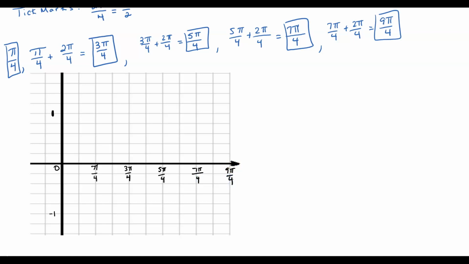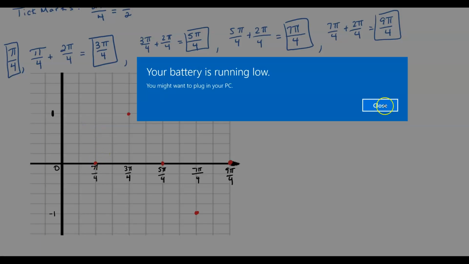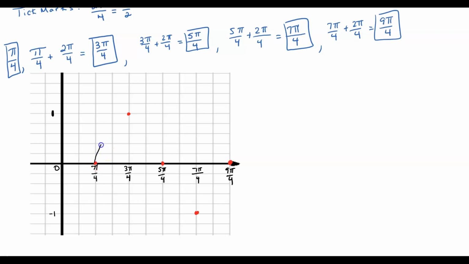So our graph is shifted pi over 4 units. Instead of starting at 0, it's going to be 0 at pi over 4. At 3 pi over 4, it will hit 1, because remember this is the sine graph. At 5 pi over 4, it hits 0. At 7 pi over 4, it will hit -1. And at 9 pi over 4, it hits 0 yet again. And then we just play this game of connect the dots. So we connect the dots right there, and there we have it.